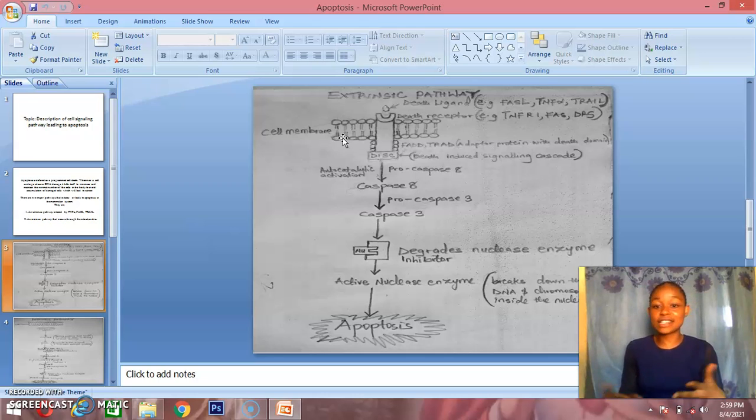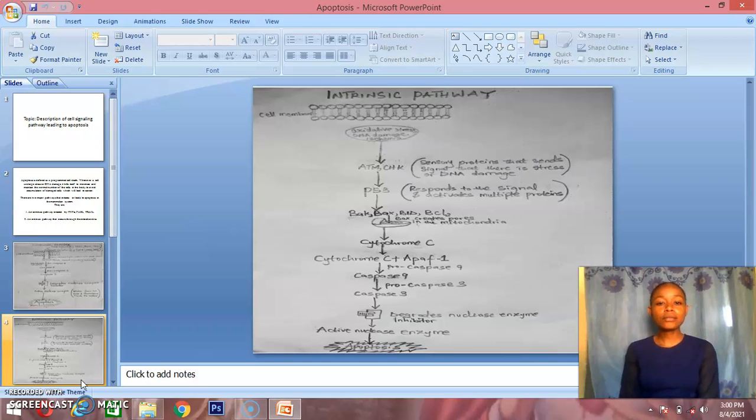It degrades the nucleus enzyme inhibitor, something that hinders the nucleus enzyme from acting. It breaks it down, removes it, and makes the nucleus enzyme active. When it becomes active, it goes into the nucleus, breaks down the DNA and the chromosome, and then finally it leads to apoptosis. I'll be talking on the intrinsic pathway, which is the next one.